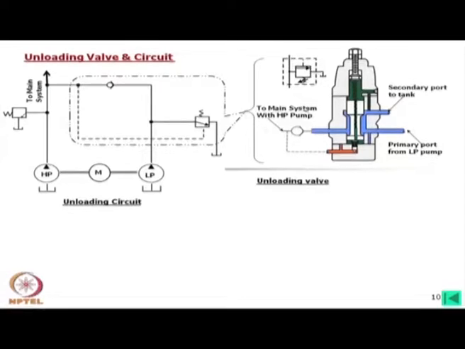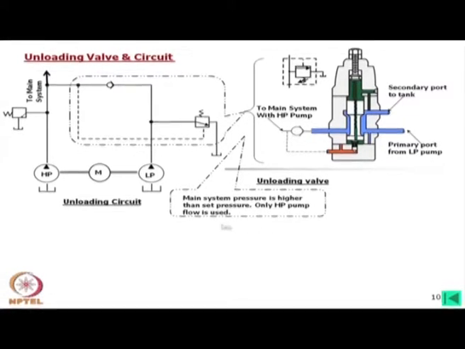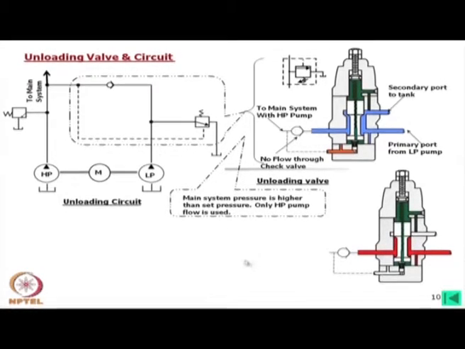Now, this is the main system I have already discussed. When the main system pressure is higher than the set pressure, only the HP pump flow is being used. So, there is no flow through this check valve and this is being operated, as I have discussed already. Now, we will come to the other position. Suppose this pressure has come down below the set pressure, say it has become 9 megapascals. Once it is 9 megapascals, then this cannot open this valve. Then this flow can go through here, it will be mixed up.